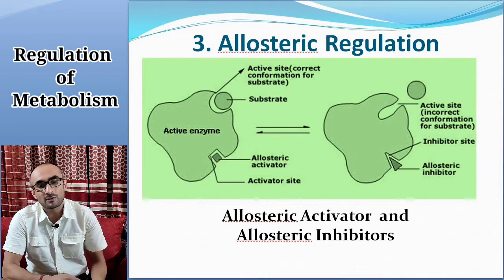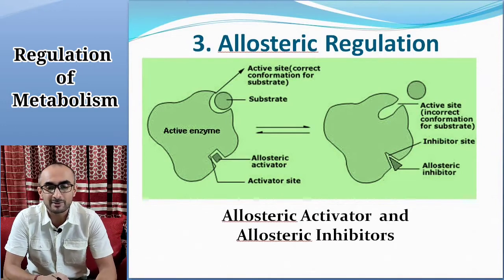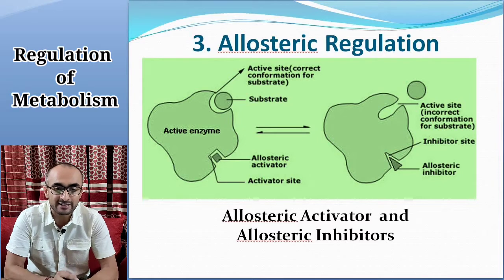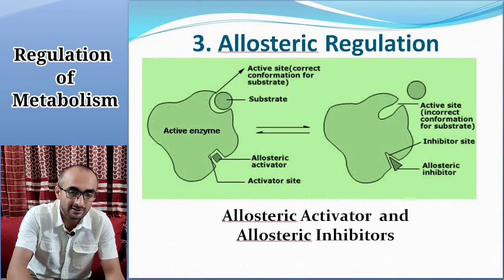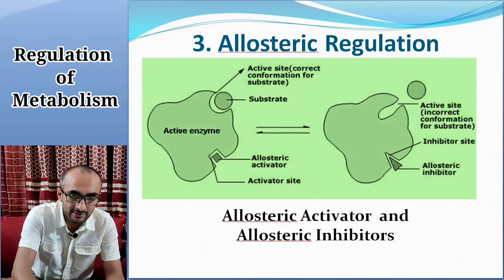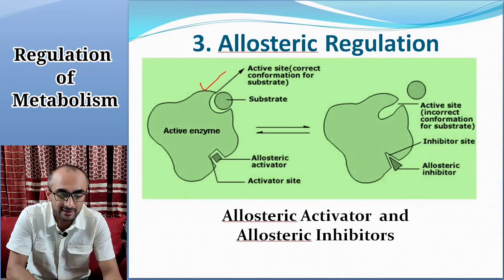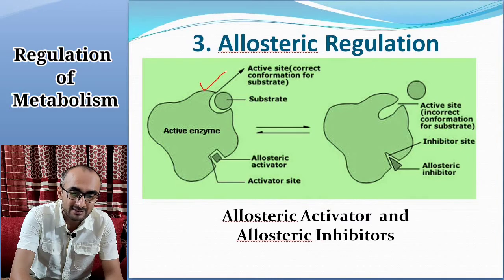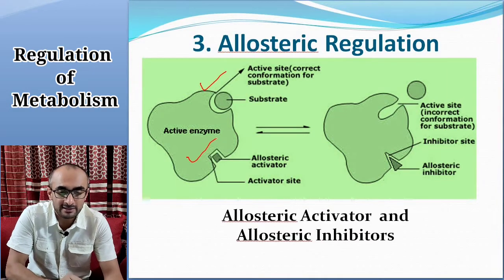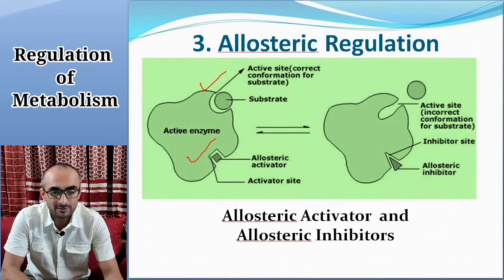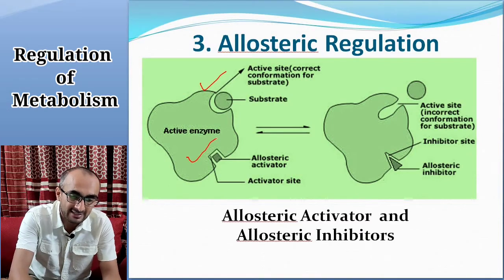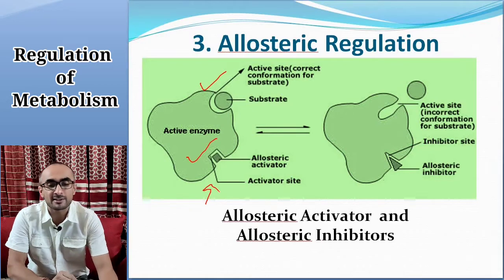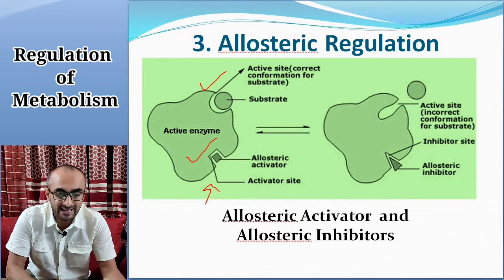Another mechanism of regulation of enzyme activity in metabolic reactions is allosteric regulation. The enzymes which get regulated by an allosteric mechanism have two sites, like here. One site is the active site where the substrate binds, and another site, which is different from the active site or substrate binding site, is called the allosteric site. Any allosteric molecule binds to this site, and there are two types of allosteric regulation. One is called allosteric activator, another one allosteric inhibitor.